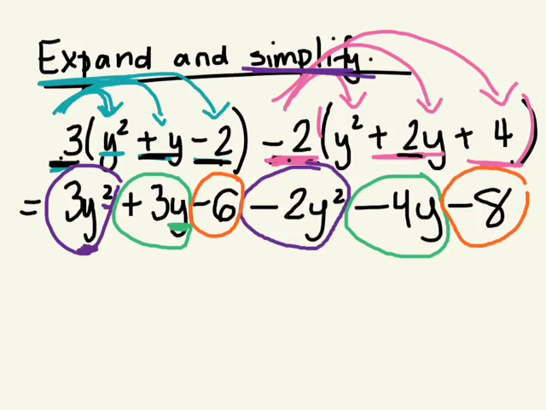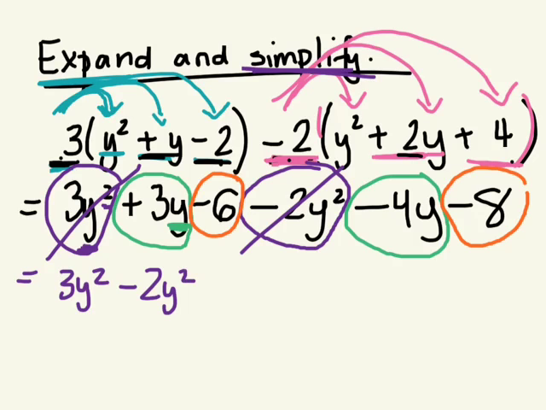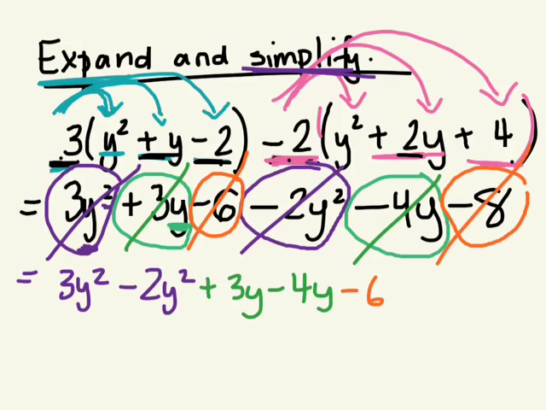Okay, so I'm going to rewrite this. I'll color code it. I have 3y squared and negative 2y squared. Those can be combined. Okay, then I have positive 3y and negative 4y. Those can be combined. And then I have negative 6 and negative 8, and I can combine those.